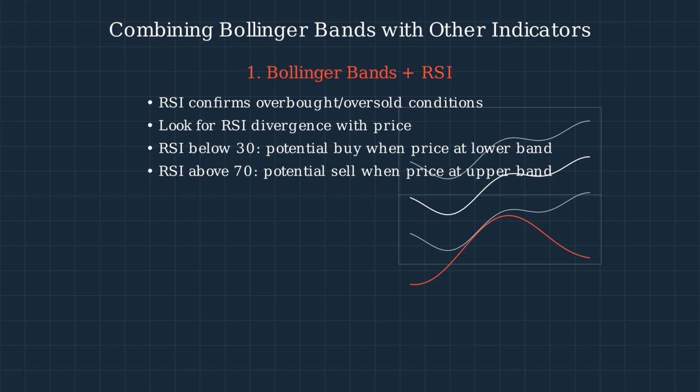RSI helps confirm overbought or oversold conditions. When RSI falls below 30 and price touches the lower Bollinger Band, it signals a potential buying opportunity. Conversely, when RSI rises above 70 and price reaches the upper band, it suggests a potential selling opportunity.